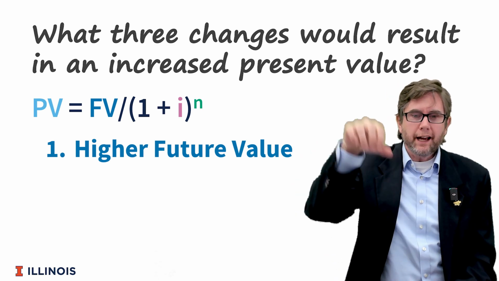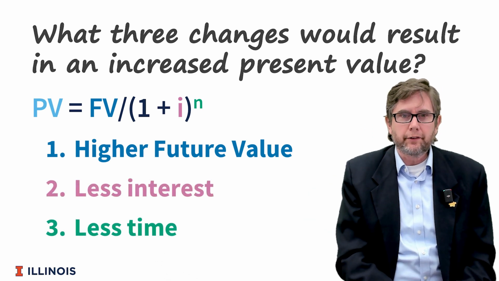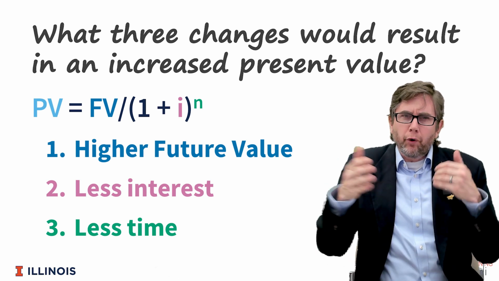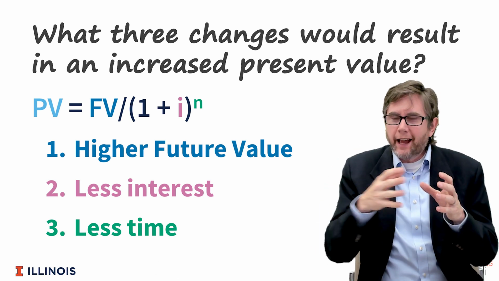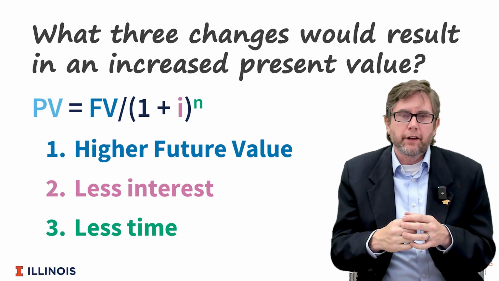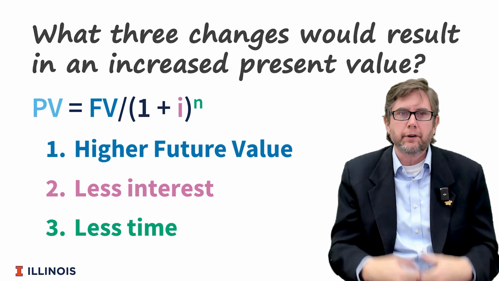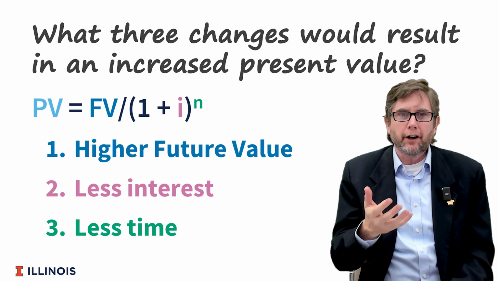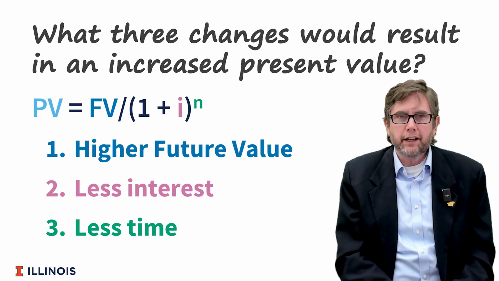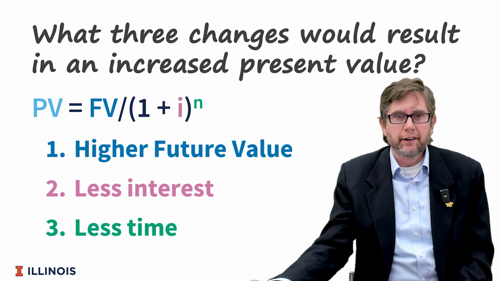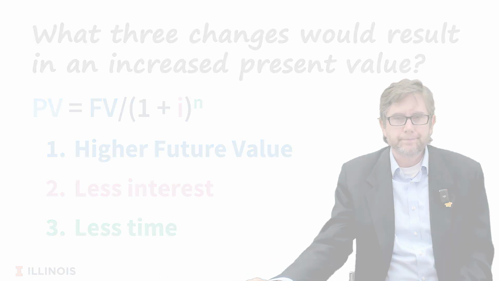And then less interest and less time to compound, that would also bump up PV. Think about it, right? If I only had 4 years to get to $500,000, I would need the heck of a lot more to start with. If I could only get 1% instead of 9, I would need the heck of a lot more to start with. So basically what would change in that variable model? Higher FV and lower I and lower N, that results in a higher present value. Well, let's flip over to Excel and see what we can do.